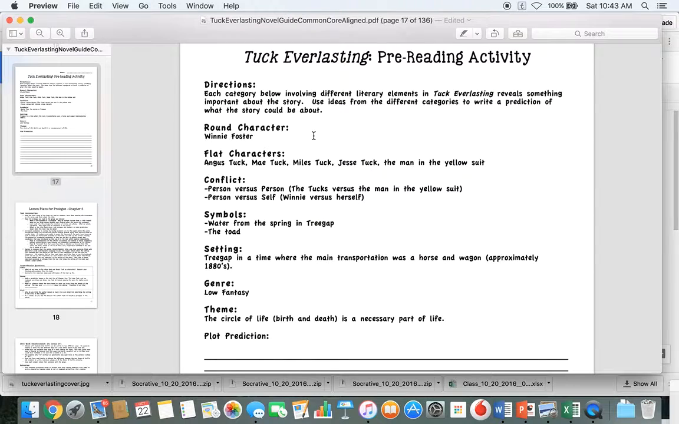What happens next in the story I'm predicting here? Maybe I'll look at the conflict, because I know that conflict is supposed to happen in the middle of the story. So maybe Winnie finds a man in a yellow suit, and he's very evil, and he's trying to get her to drink from the spring in Tree Gap. I don't know. I'm just making a prediction.